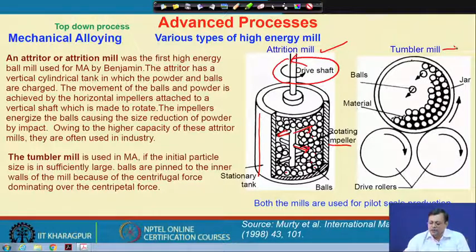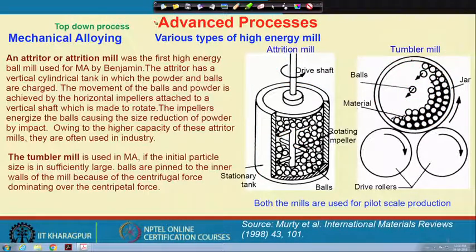Whereas in the case of a tumbler mill, inside a jar we place the balls, and the balls go up and then fall down. The rotation speed should be chosen in such a way that the balls are not all centrifuged. The balls will go up and then fall and make an impact on the bottom balls, including the powder particles that have to be mechanically alloyed or reduced in size. That is very important. So, we cannot choose any speed.